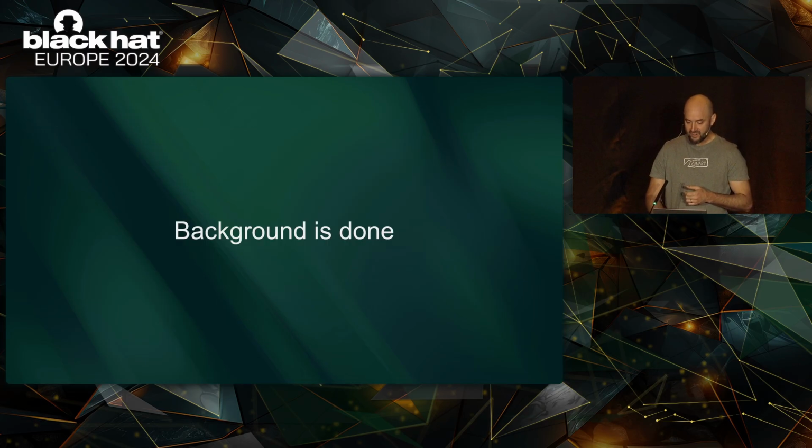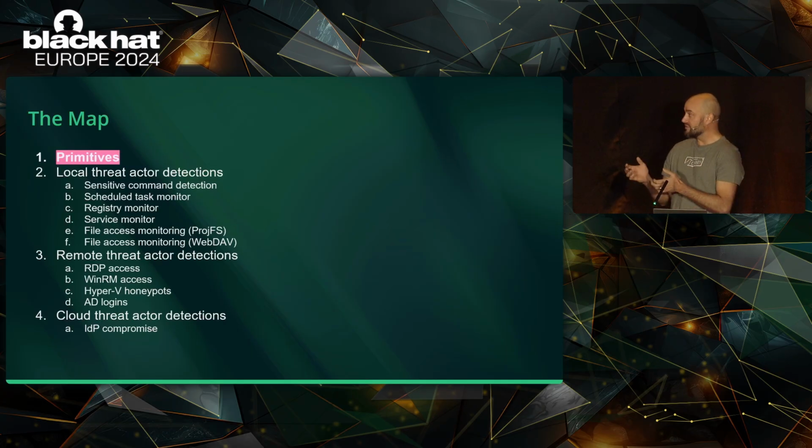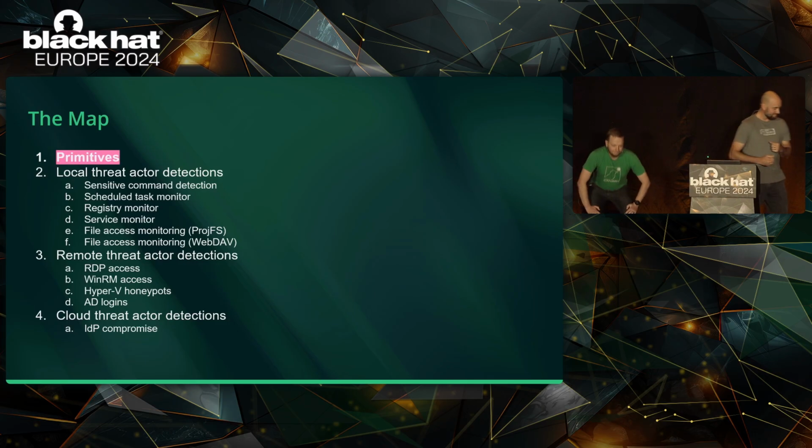So with that, the background is done. It's going to be time to dive into the techniques. This is an overview of where we're going to go with this. We're going to talk about some of the primitives that we use throughout the techniques. We're then going to look at ways to detect local threat actors. We're then going to look at ways to detect remote threat actors, and we're going to finish off with a cloud technique. And with that, I'm going to hand over to Jacob.